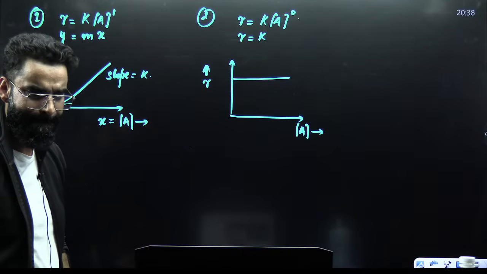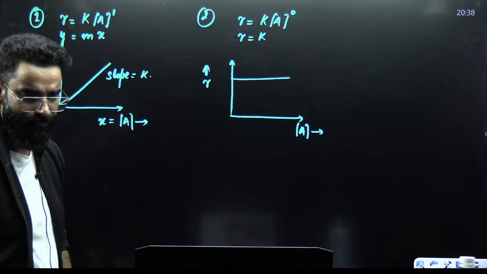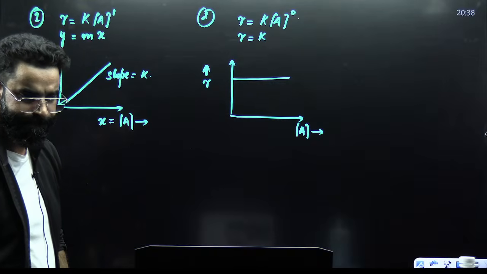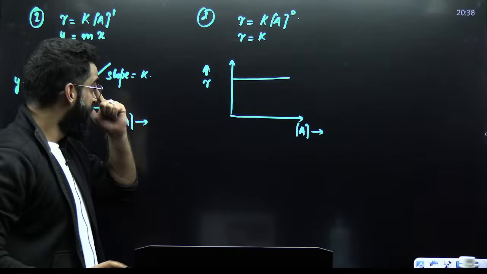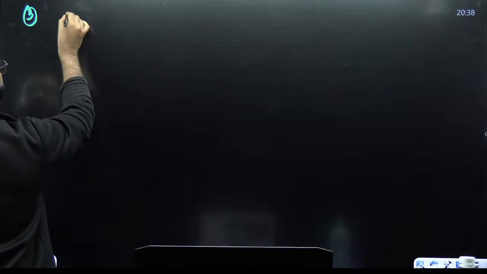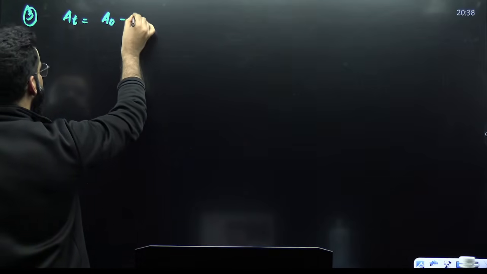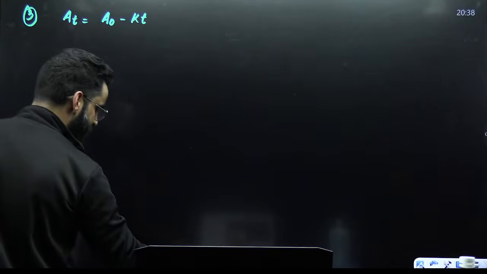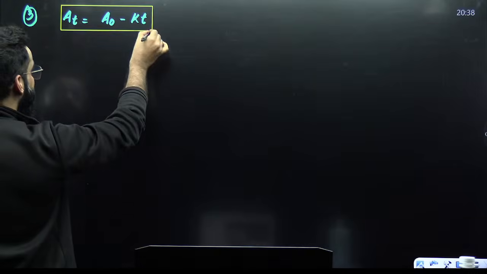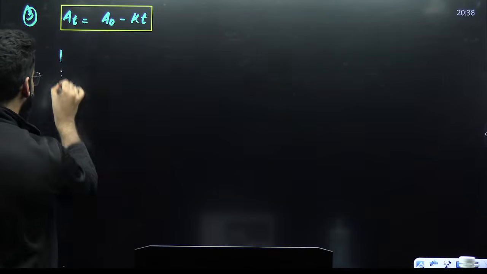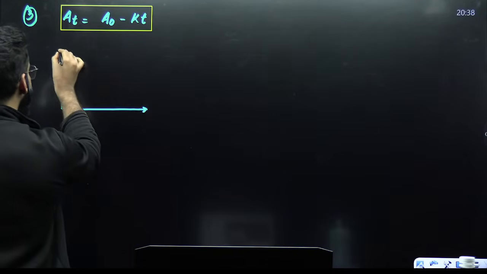Do you understand? Perfect. For example, my dear students, let's say you have got the equation At is equal to A naught minus kt. This is the equation which you have. And for example, I'm asking you to plot a graph between At and t.